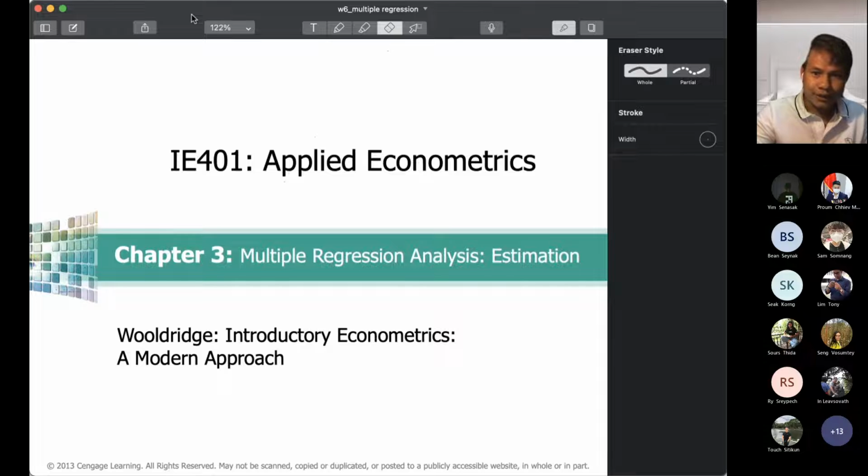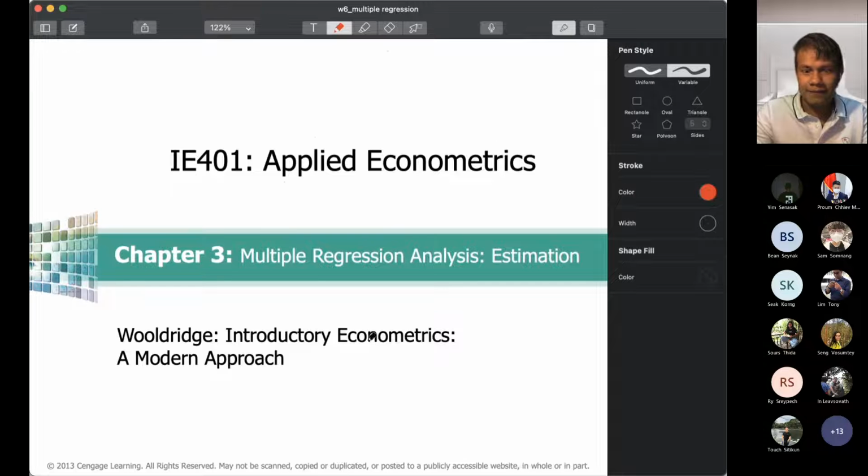All right, class. So today we're going to discuss multiple linear regressions. But for multiple linear regression, we will divide into two parts. One is estimation. Another one is inference. But for this week and next week, we only discuss estimation. The following 2 weeks, we will discuss inference.